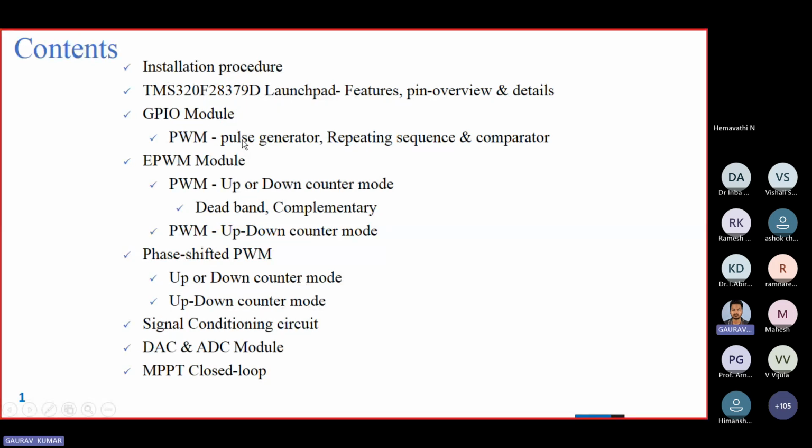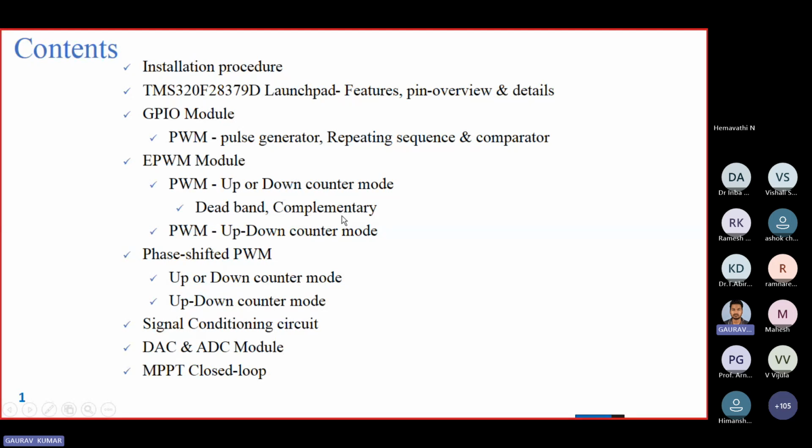Then we go for the EPWM module. It is the enhanced pulse width modulated module. It is called enhanced because we can change the duty cycle, frequency and pulse width, whatever we want, in a fine manner. Then we go for how to generate the PWM pulses for up or down counter. Then how to give the dead band, how to generate the complementary pulses.